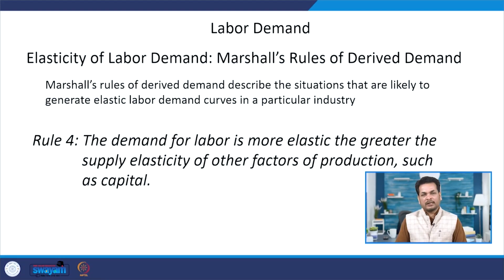Well, coming to the fourth rule of Marshall's derived demand, the fourth rule says that the demand for labor is more elastic the greater the supply elasticity of other factors of production such as capital. So, in the process of production we use many factors of production, many factors of input. Elasticity of demand for labor depends on the supply elasticity of other factor inputs.